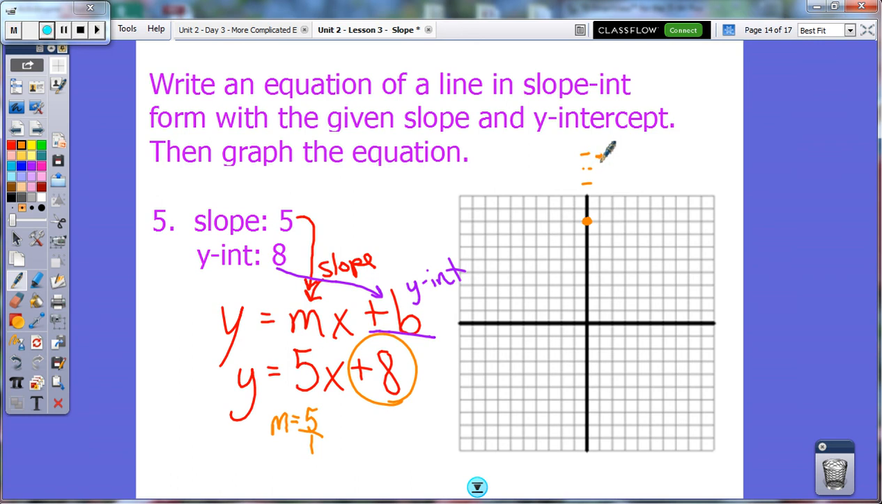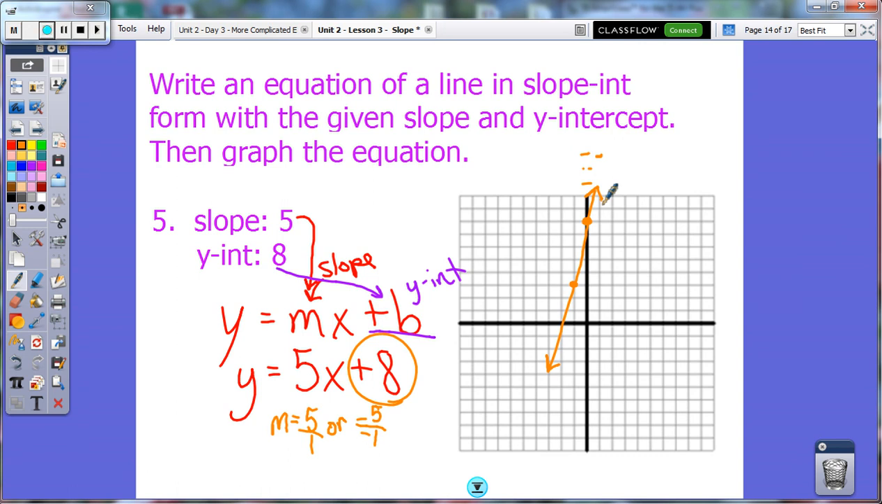But guys, if it's 5 over 1, then it's the same as negative 5 over negative 1. So I could go down 5 spots, 1, 2, 3, 4, 5, and back 1. And I'm going to have the same line as if I would have gone up 5 and to the right 1.